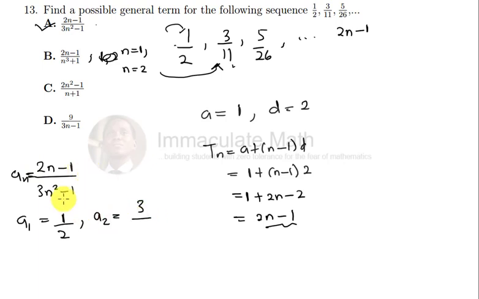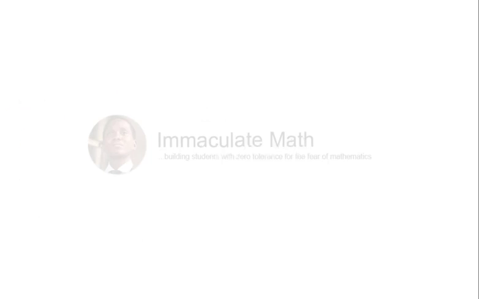all divided by, put 2 here, you are going to have 12. 12 minus 1 will give you 11. So you can continue in that manner. You can see that the correct option here is A. So with just a little calculation, you have your answer. Okay, let's move on to the next question.